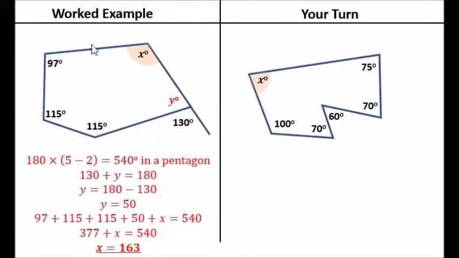Now adding up all of the angles inside this pentagon, I should end up with 540, which is represented here. So in total, 377 plus X would equal 540. If I subtract 377 from both sides of our equation now, then we end up with X is 163. Your turn. Have a go at finding the value of X. Pause now.